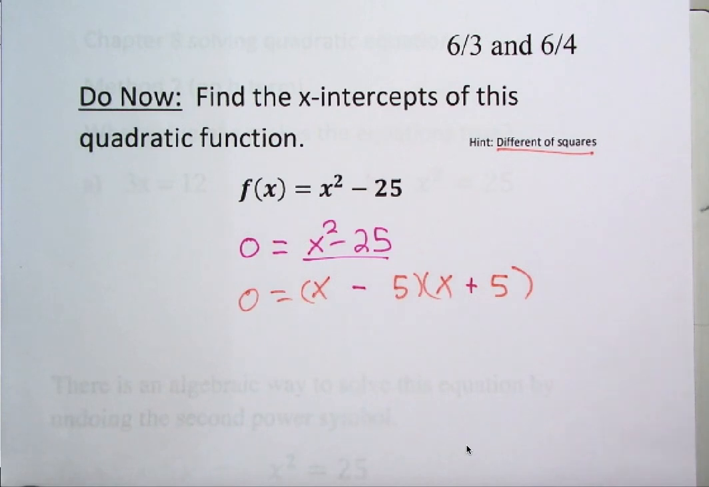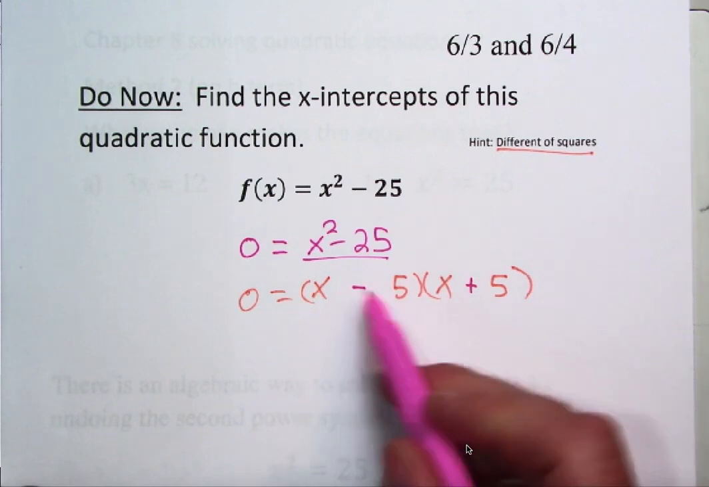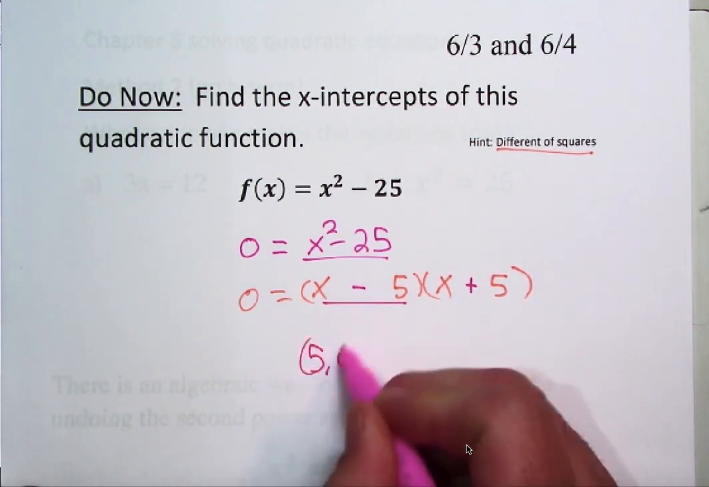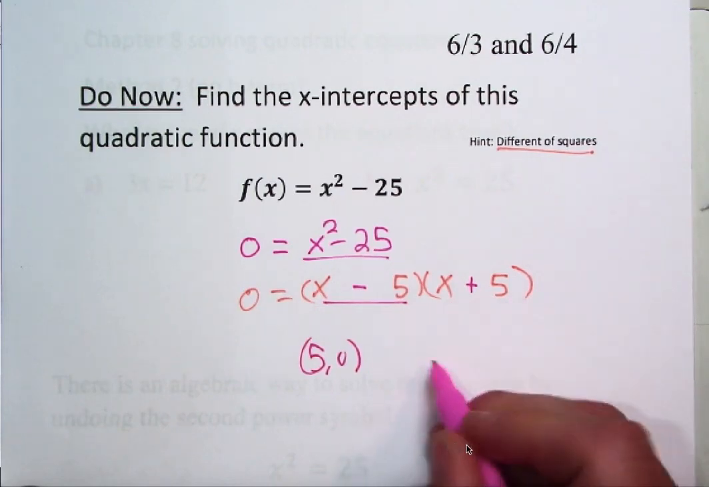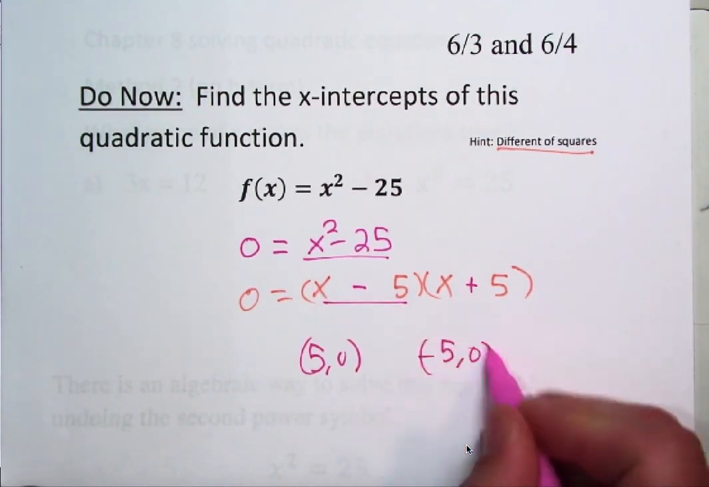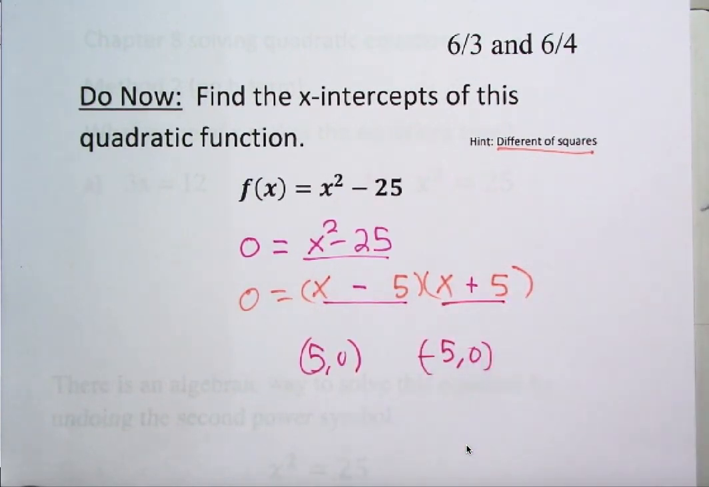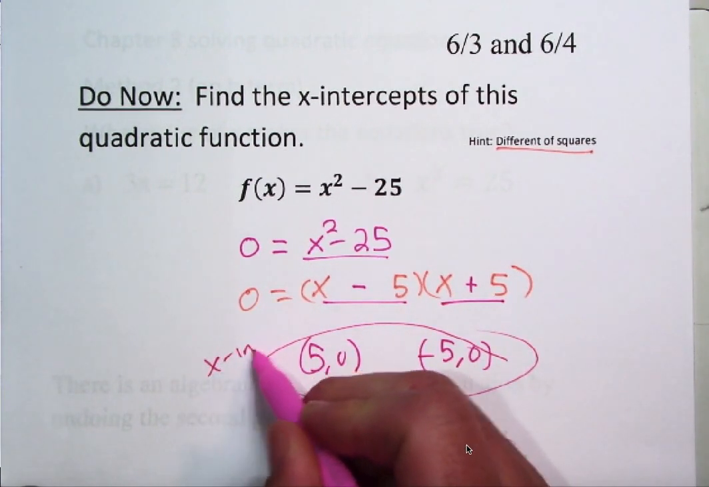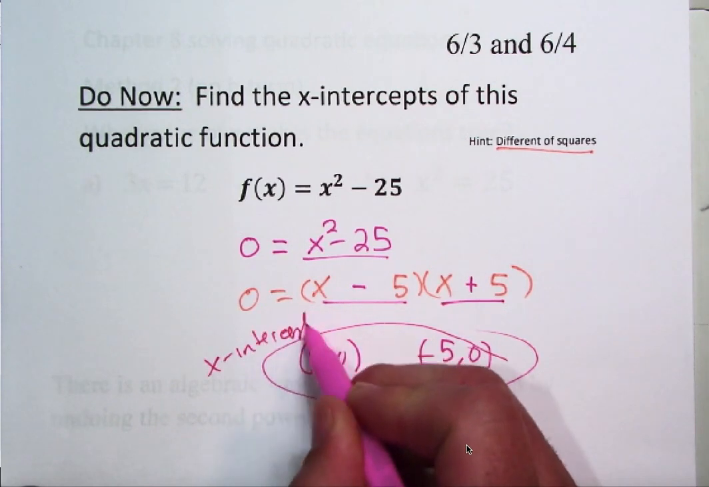Great. Now, we just need to know what makes each parenthesis 0. And it looks like, for this one, it's 5. So there's one x-intercept. And for this one, negative 5. Negative 5 will make that 0, and 0 times anything is 0. Cool. So there are x-intercepts for this quadratic function.